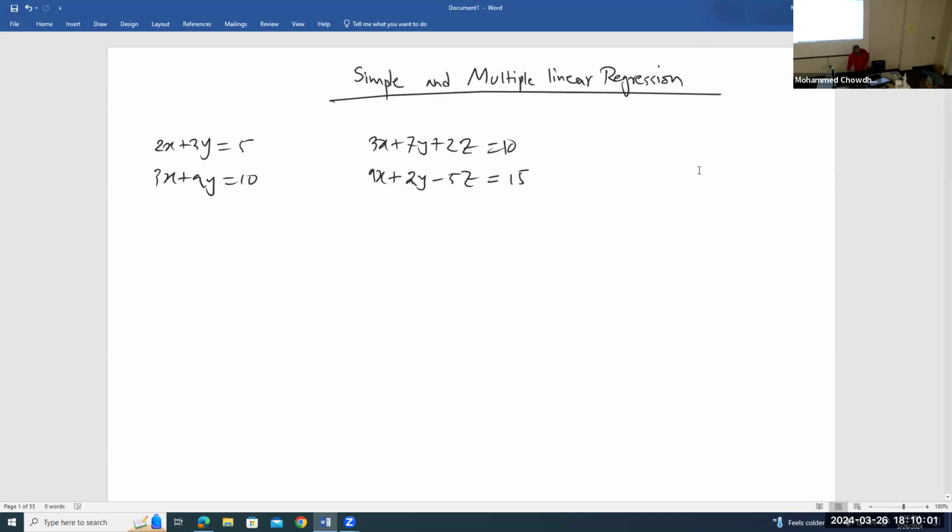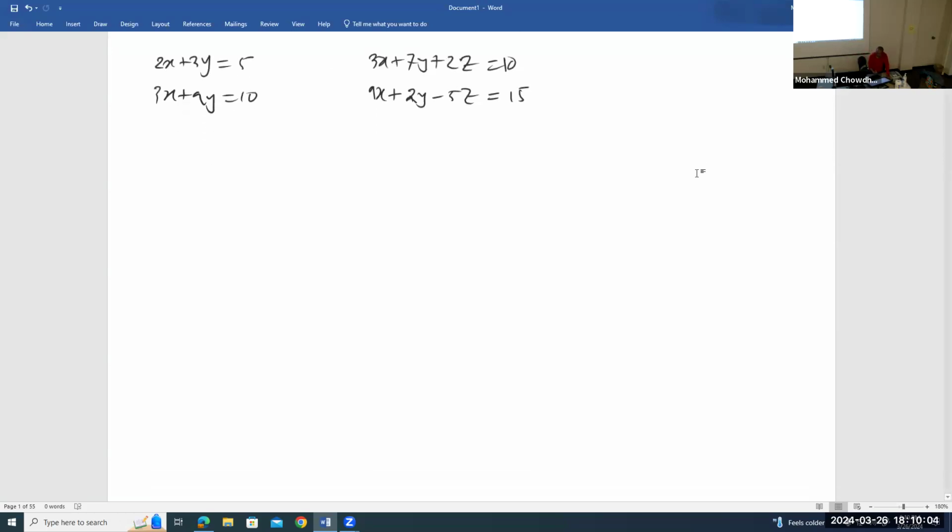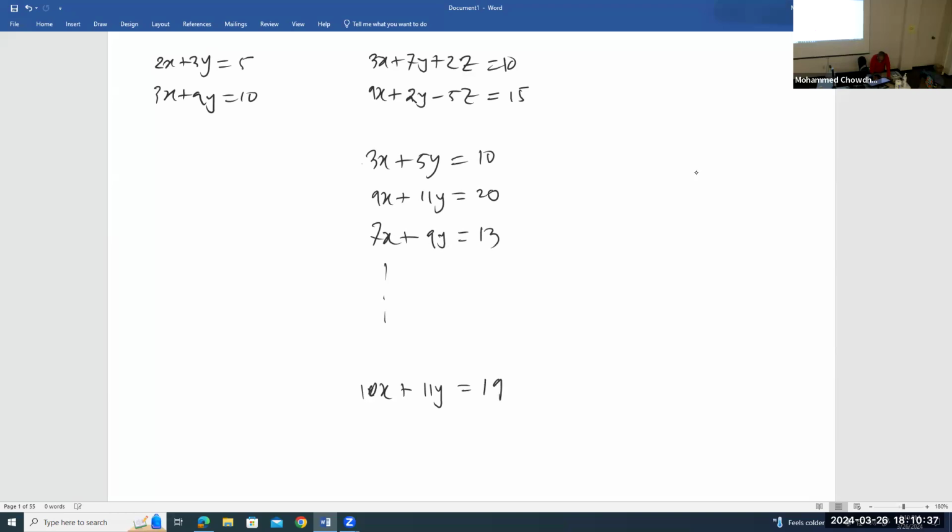Okay. So now if I ask you a question, I want to solve these things. 3x plus 5y equal to 10, 9x plus 11y equal to 20, 7x plus 9y equal to 13. And suppose the 10th equation is 10x plus 11y equal to 19. So suppose there are equations 1, 2, 3, up to 10. Understand? How many equations are there? 10 equations.